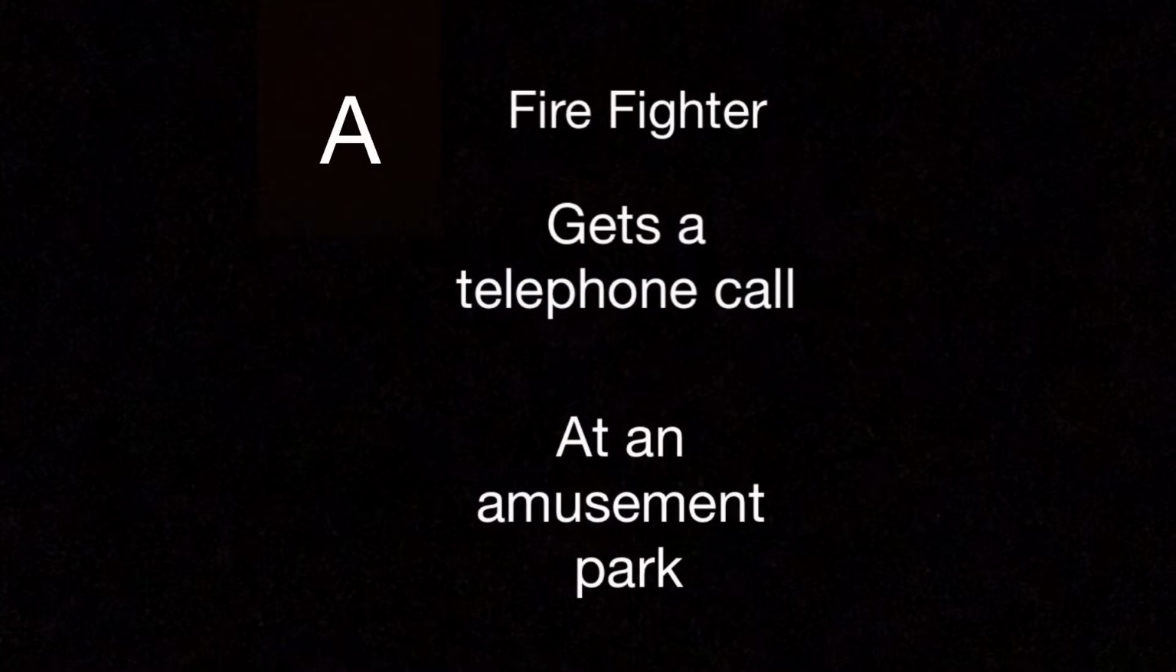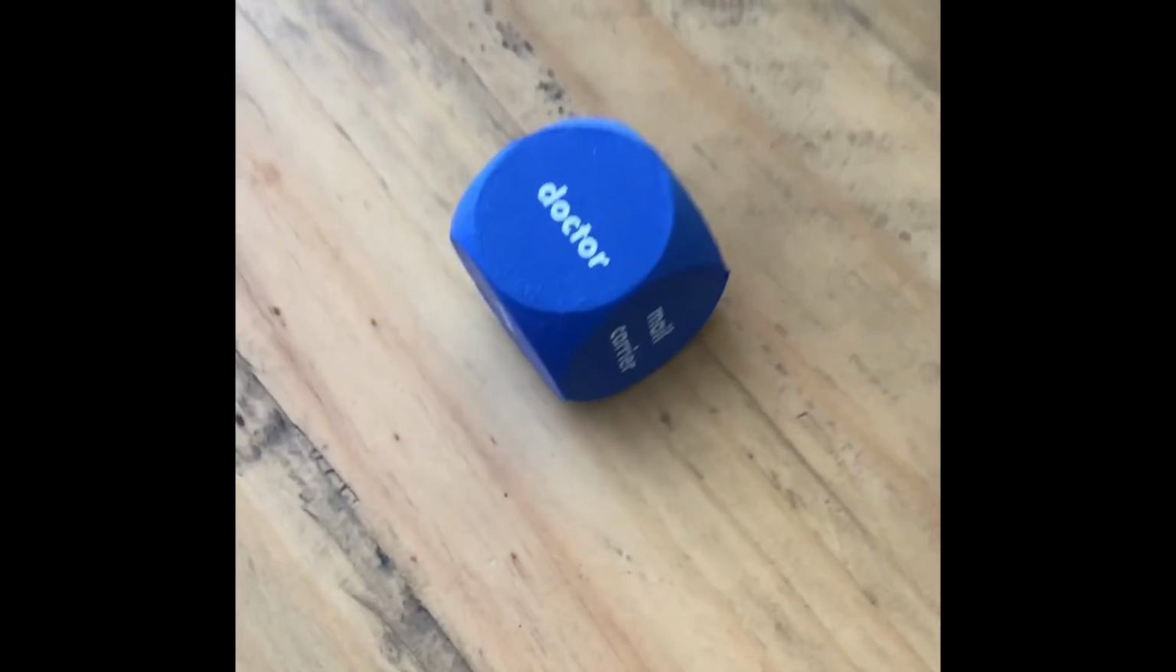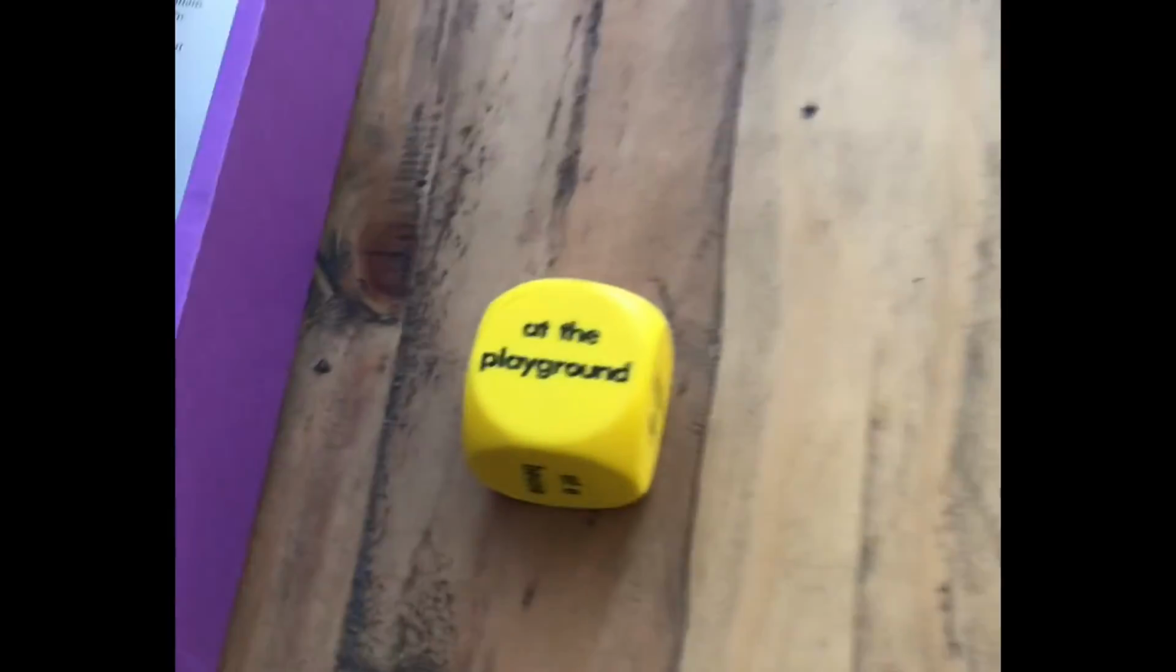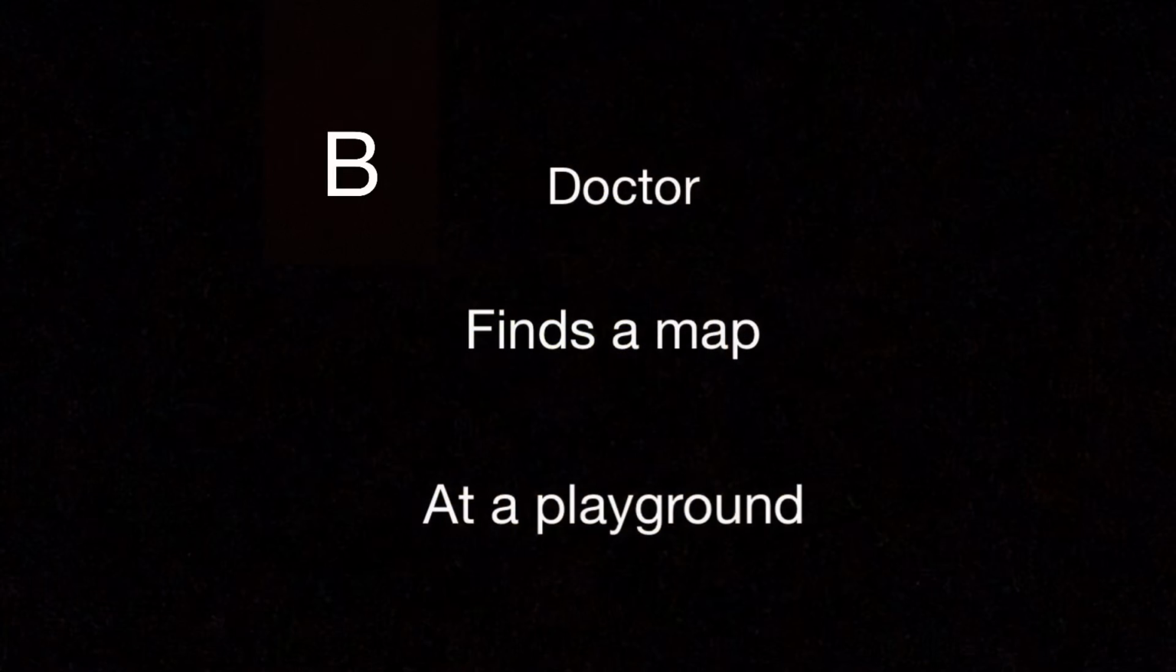So if you chose A, you have a firefighter who gets a telephone call at an amusement park. If you have chosen B, then we're going to roll the cubes for you now. Okay, so let's see what happens. And if you chose B, you have a doctor who finds a map at a playground.